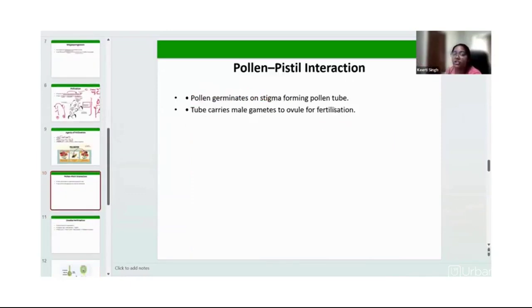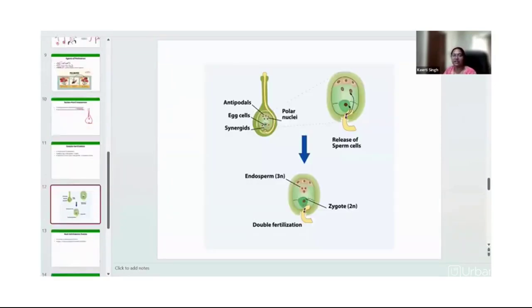Okay. A tube will be formed. This tube will carry the pollens into the ovum, which ultimately leads to the fertilization. Okay, that we will see.